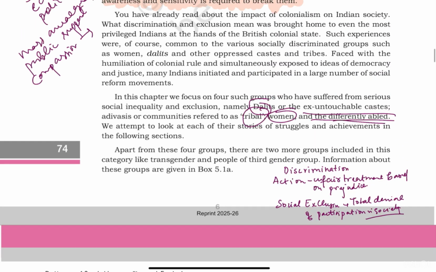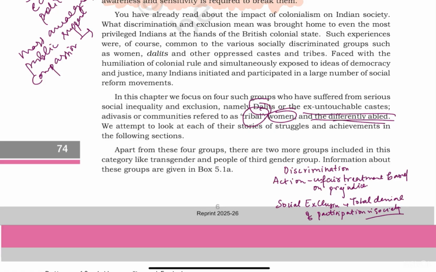Here it is also mentioned that even the most privileged Indians at the hands of the British colonial state, meaning British rule, also excluded Indians from political power, from jobs, from dignity, and it affected everyone, but more so Dalits, tribals, and women. So the key message here is that exclusion is not random, and it is built into how society works. So changing it needs public education, social reforms, social movements, legal reform, social sensitivity.